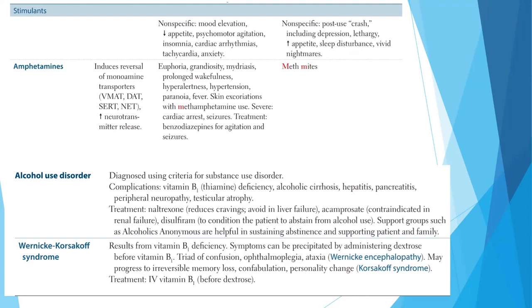Amphetamines induce the reversal of monoamine transporters like VMAT. Okay, VMAT is very commonly tested. And in case of intoxication, it causes euphoria, grandiosity, mydriasis, prolonged wakefulness, hyperalertness, hypertension, paranoia, fever, skin excoriations with methamphetamine. These are some of the clinical vignette sort of sentences that are used in the question, and it may be very helpful to you to diagnose amphetamine intoxication.